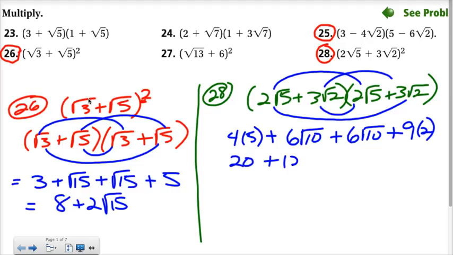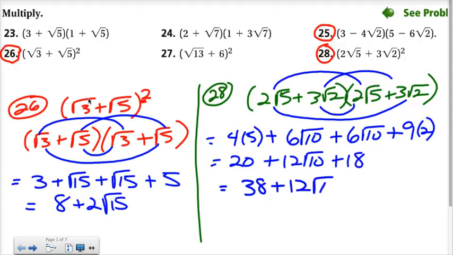And while I'm at it, I will do some simplifying of my square roots of 10 there. 6 square roots of 10 plus 6 square roots of 10 are 12 square roots of 10. 9 times 2 is 18. And that gives us 38 for the integer portion of this answer. And then 12 square roots of 10 for the radical portion of number 28.